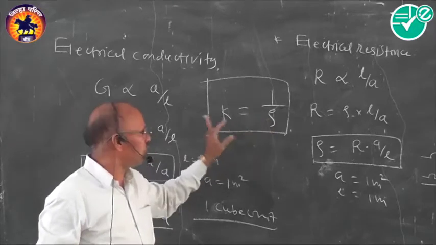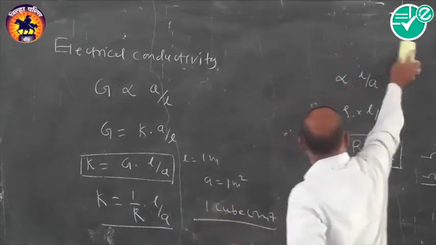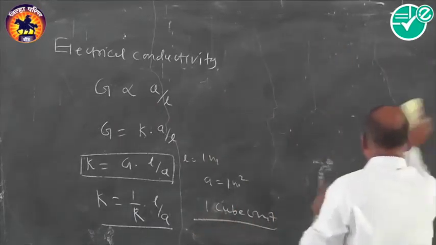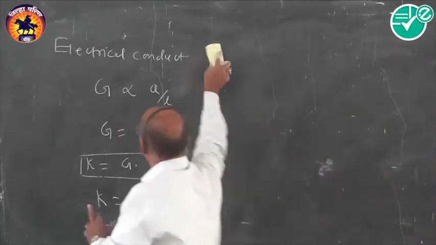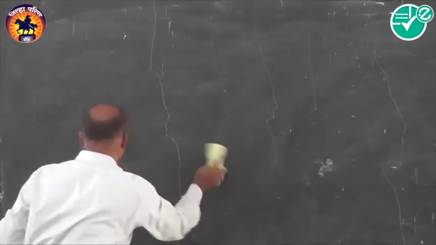Resistivity and conductivity, these two terms are exactly opposite to one another. We have to remember these two terms, these two equations. So these are some basic terms related to conductivity. What is the actual electrical conductivity? What is the resistivity? And their corresponding equations.